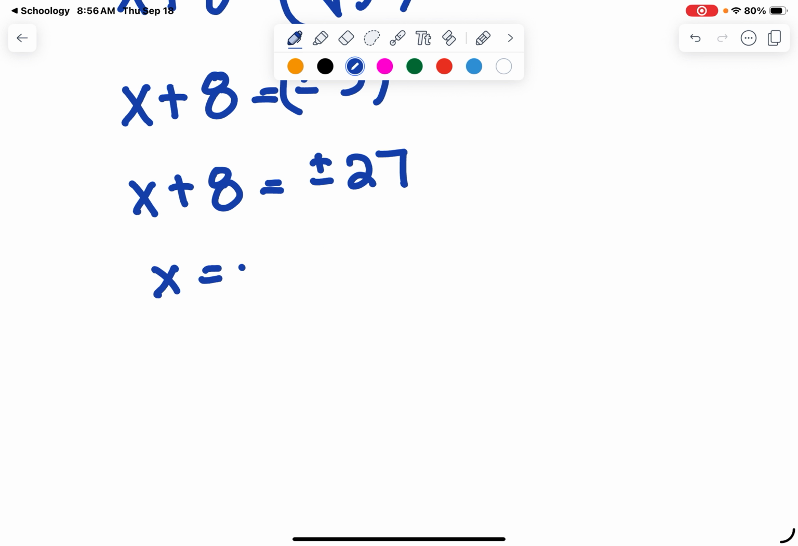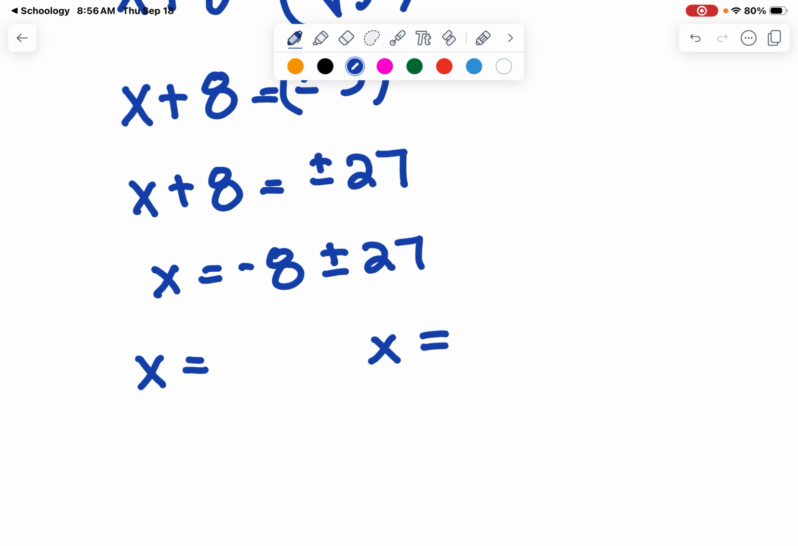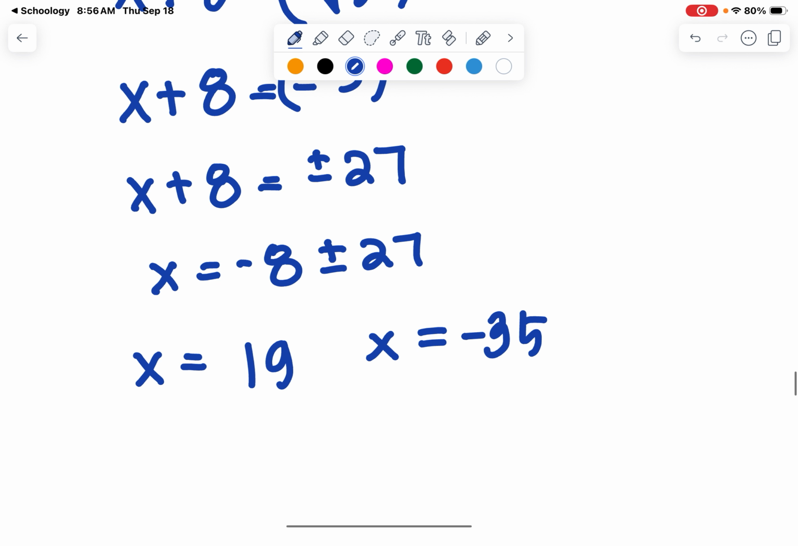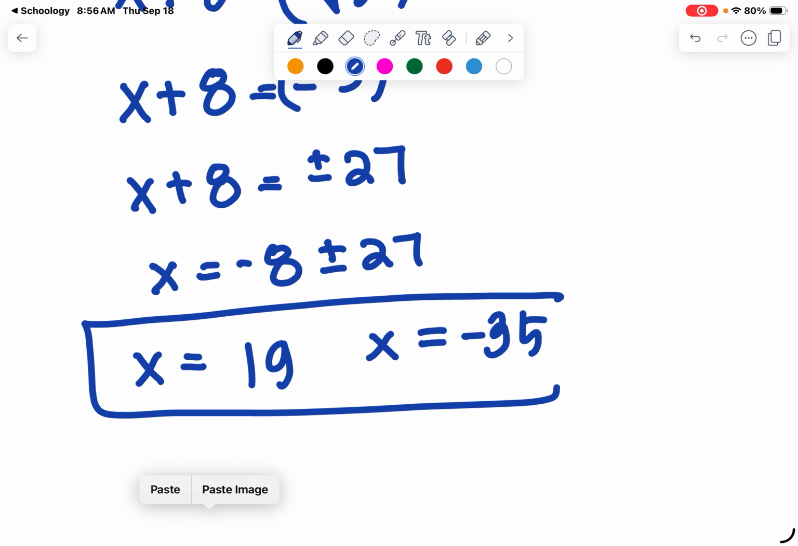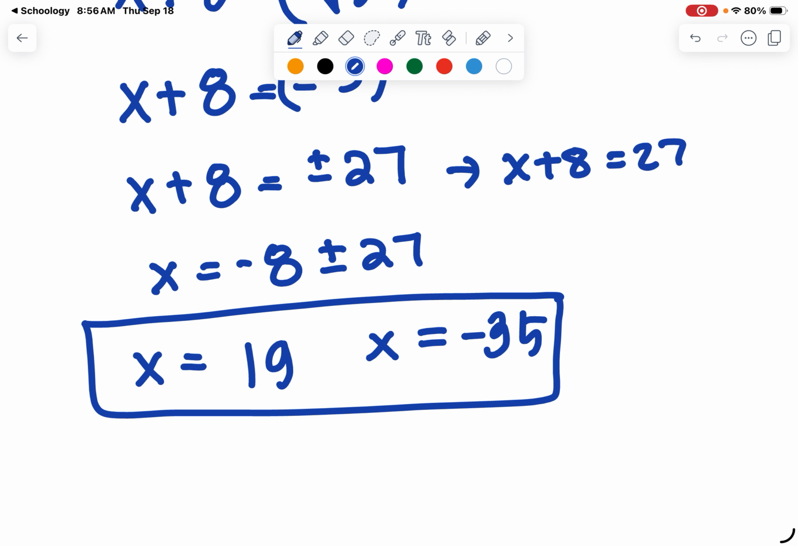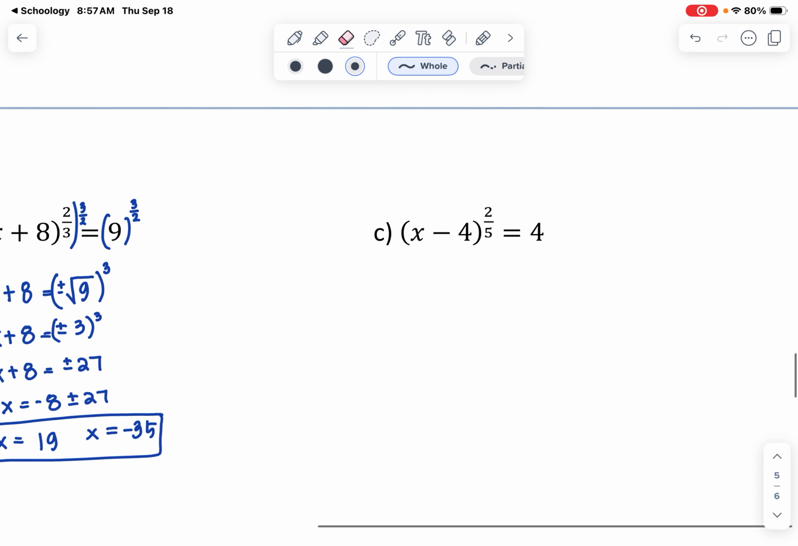So I have x equals negative 8 plus or minus 27, and then I can get my two solutions because I can simplify that. So we have negative 8 plus 27, which is 19, and negative 8 minus 27, which is negative 35. Or from here, you could have done x plus 8 equals 27 and x plus 8 equals negative 27 and solved each. We know that, but I tend to do it the way I did it. Okay? All right, last one here.